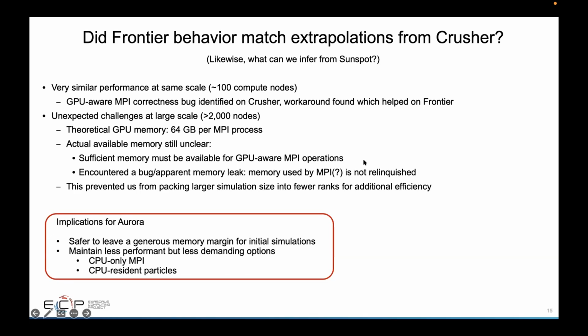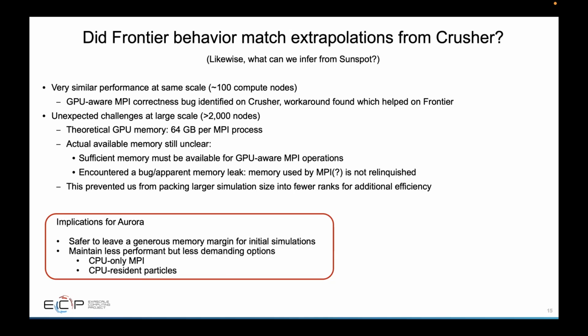So a big question, since we are currently in the stage of Sunspot, where we're trying to infer things about Aurora, is, did Frontier behave the way that we would have expected based on Crusher? So at similar scales, the performance was very similar too. So that was a good match.